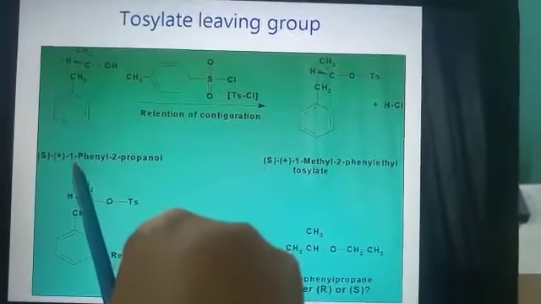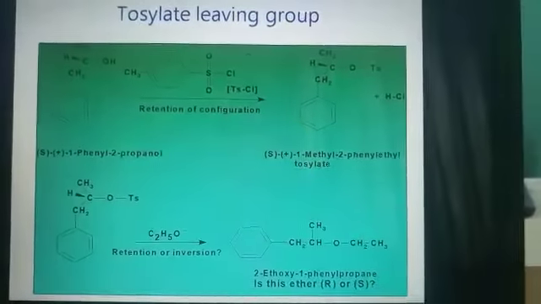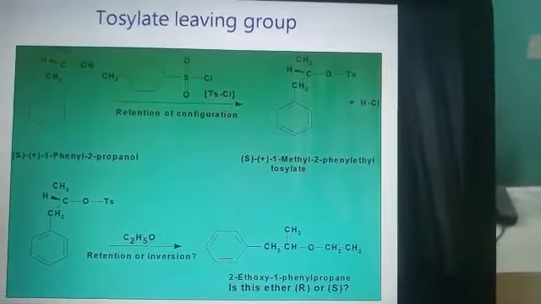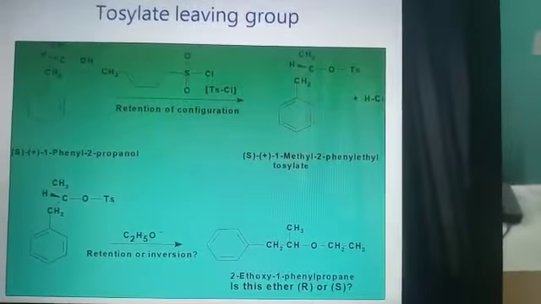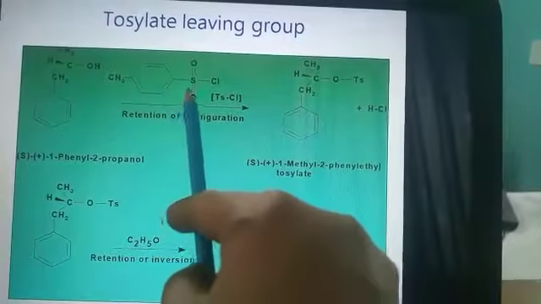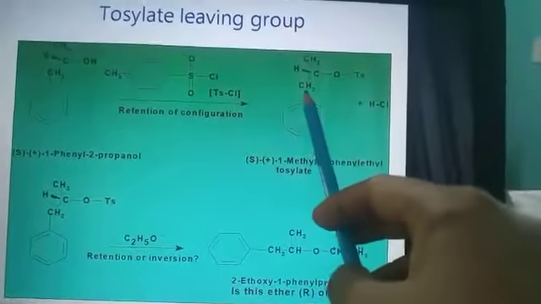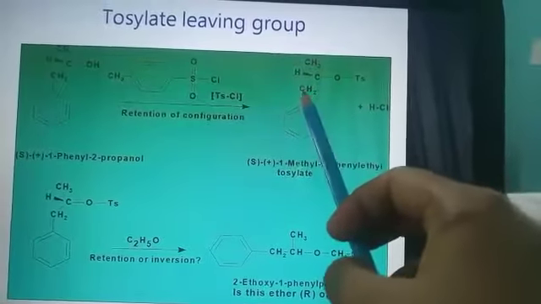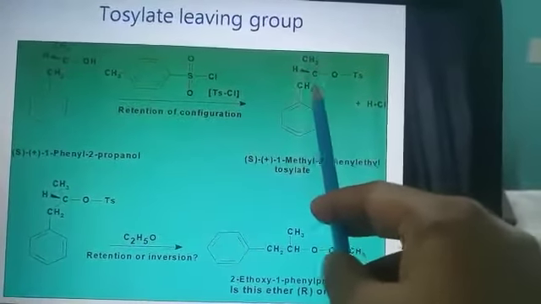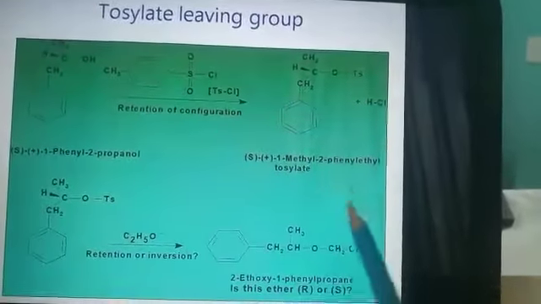This is S-phenyl 2-propanol. It's an alcohol, so it never undergoes SN1 or SN2 substitution reactions. We can treat it with para-toluene sulfonyl chloride, TsCl, transforming it into its tosylate ester. You can see there is no change in configuration. It is S and it is also S.